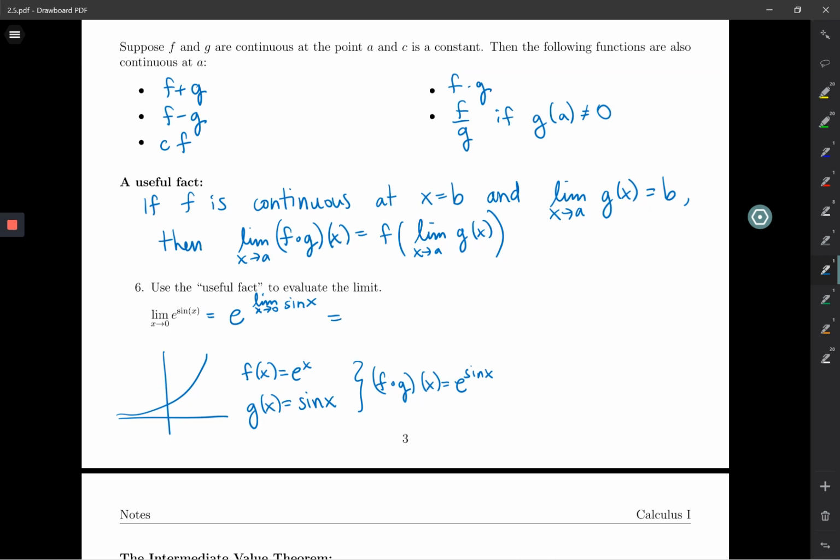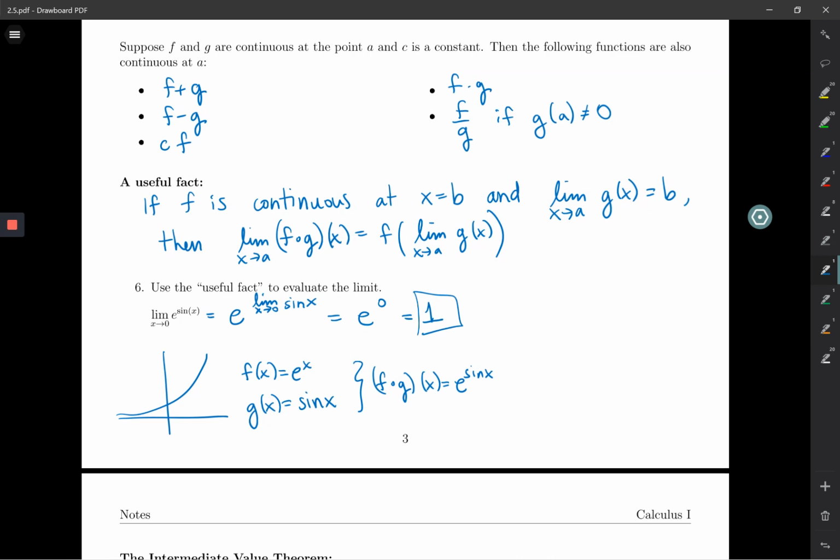As x goes to 0, sine of x goes to 0. So we just get e to the 0, and anything to the exponent 0 is equal to 1. Okay, so that is our answer here. This is actually a nice thing to have.